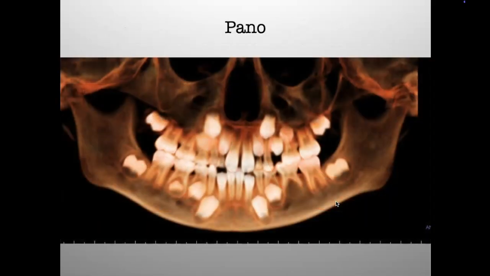All right, so here's our Pano. We look at our Pano. We notice we have which teeth missing so far? Yep, lower left 5, upper right 5, okay? So now what treatment options might we consider for those missing teeth eventually? What are the basic options? Yep, you can maintain them.